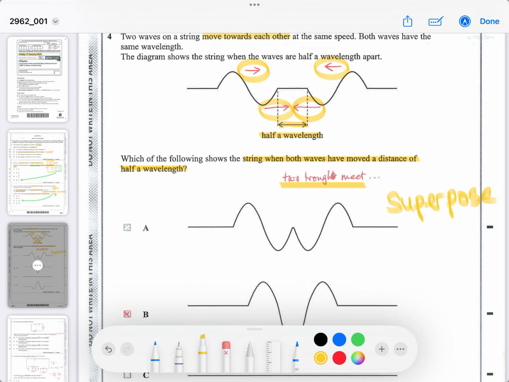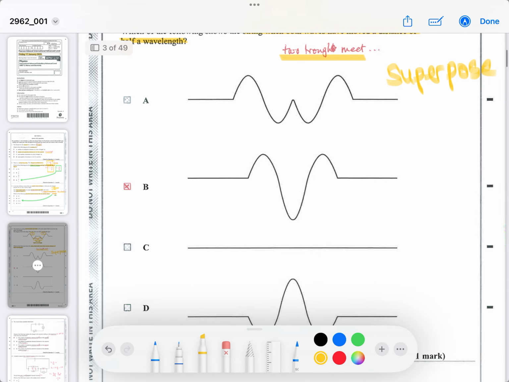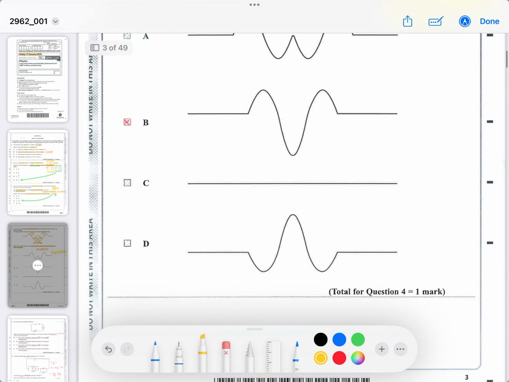They superpose. That means they add up, or in this case, they create a bigger trough. So if the troughs meet at that time in the middle, you're going to get a deeper trough. So the answer is B.